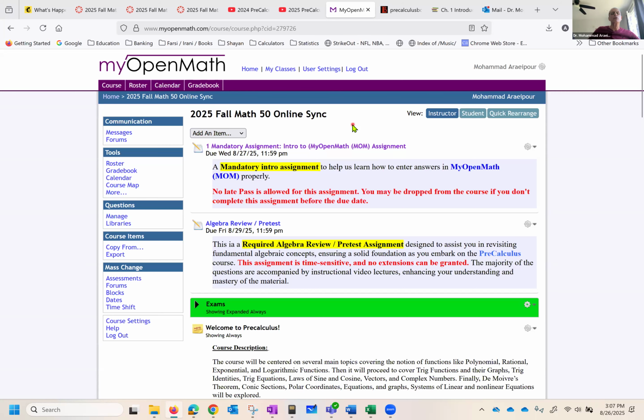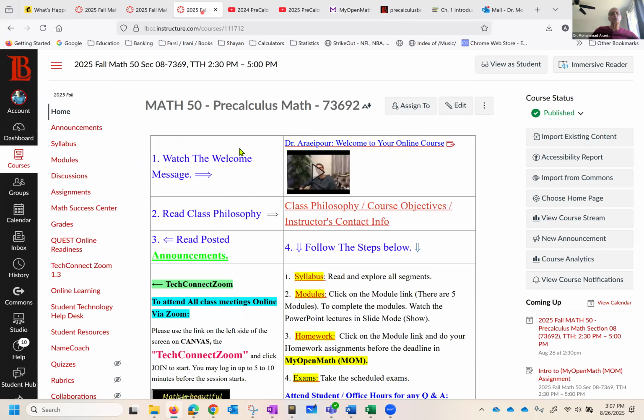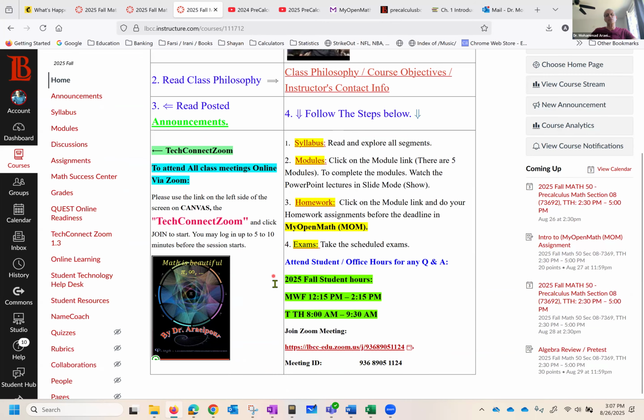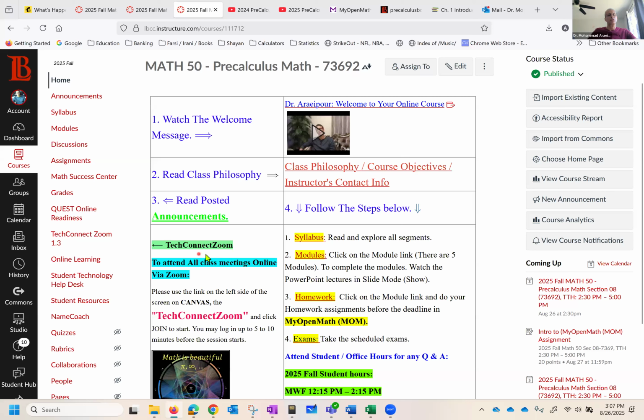And so now let's recap what we've done. So this is the home page of Canvas. We looked at, okay, number 1 was a message. Number 2 is the philosophy. Number 3, we looked at the announcements. At the end of the page, this is the office hour Zoom link right here. Tech Connect Zoom takes us to our class.